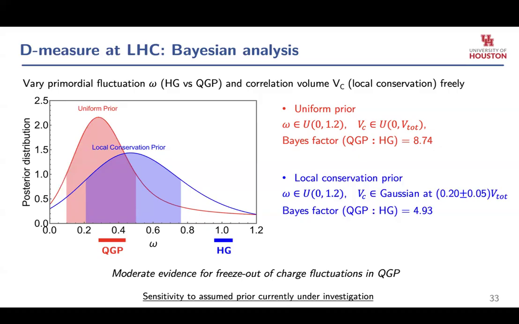Bias factor still gives moderate evidence according to this Jeffrey's classification, I believe it's called. But there is more work to be done. So sensitivity to assumed prior is there, and it is currently under investigation. Preliminarily, we see moderate evidence for the result of charge fluctuations in QGP. This Bayes effect is not so large. Between 3 and 10 is moderate evidence. So it's not so large.